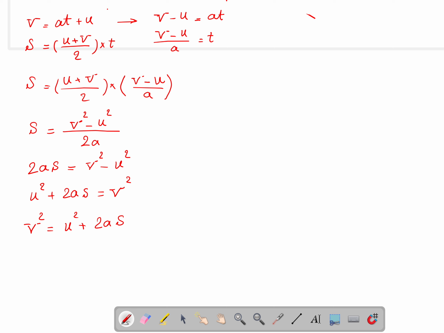So even if you forget the formulas, you can easily find them using these two main formulas. So please memorize these two formulas, and if you cannot memorize the other formulas, you can easily find the other formulas using these two basic formulas. Okay, that's it for today.